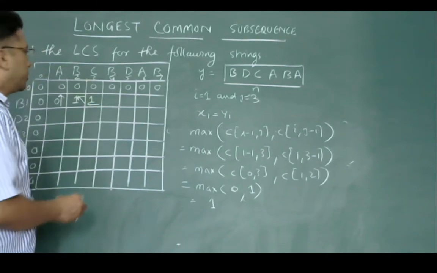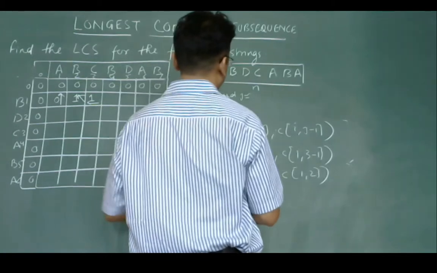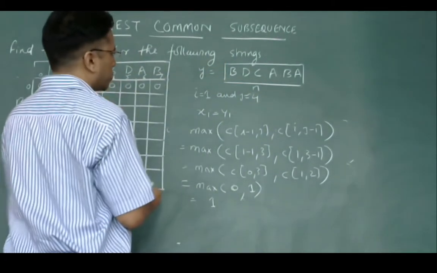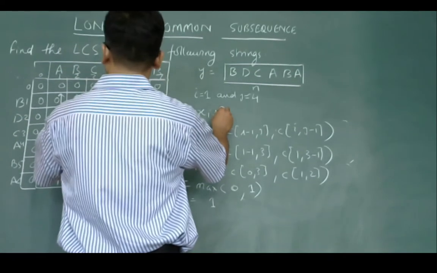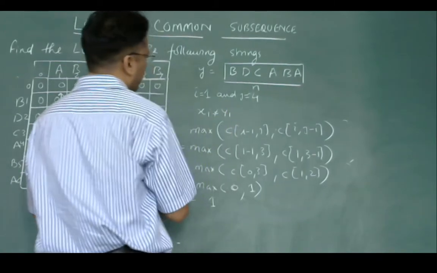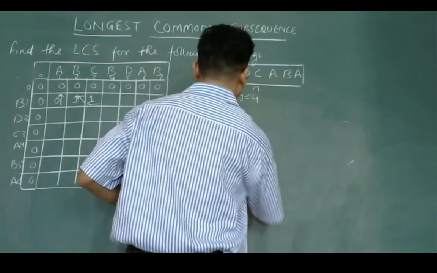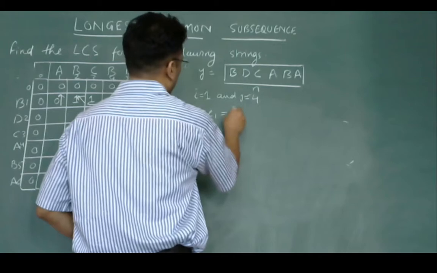Okay. Similarly, for j is equal to 4, here there is a match situation. So in the previous situation, xi was not equal to yj. And now in this situation xi is equal to yj.